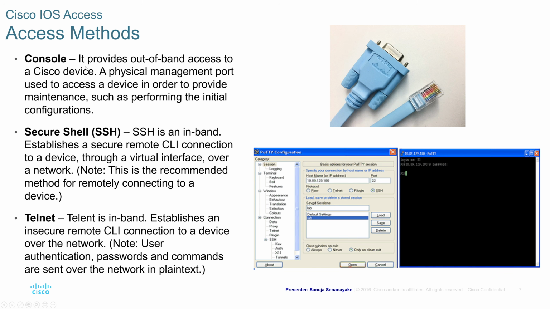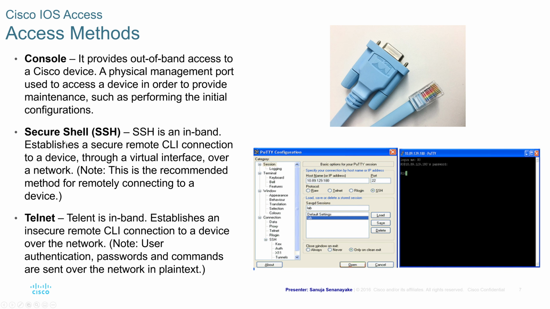So the console is the one that is initially used by all network engineers and technicians to set up a Cisco device. The console cable looks like this on the right hand side. It has the console port connection on here and a connection using an RJ45 type connector on the other end, which you can connect to your laptop or a desktop to access your Cisco device. So the Cisco device goes on here and your computer goes on this side.